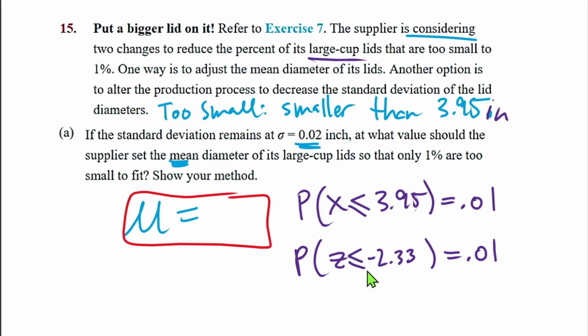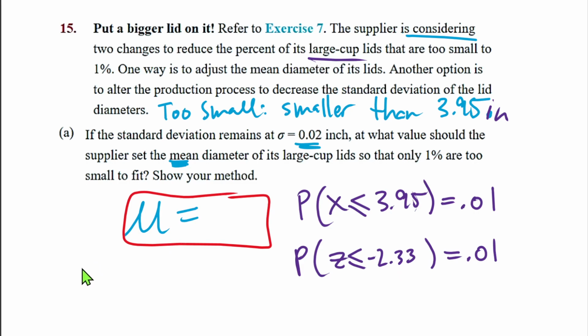Z is less than or equal to negative 2.33. It has to be equal to 0.01. Ah, there's our z value. We're done with this 1 percentile. So basically, we say 1% of lids means the z-score is negative 2.33. What are we looking for? We're looking for the mean.